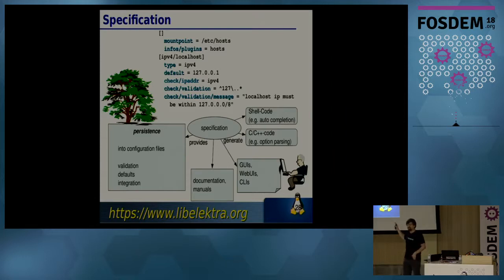If we specify which command line options we expect, we can generate files which auto-complete what our tool accepts. Then we can also generate GUIs and web UIs. I will show you an example later. Of course, documentation. And we can generate all the validation we need in the persistence layer. Okay, and we will now show this to you in a demonstration.